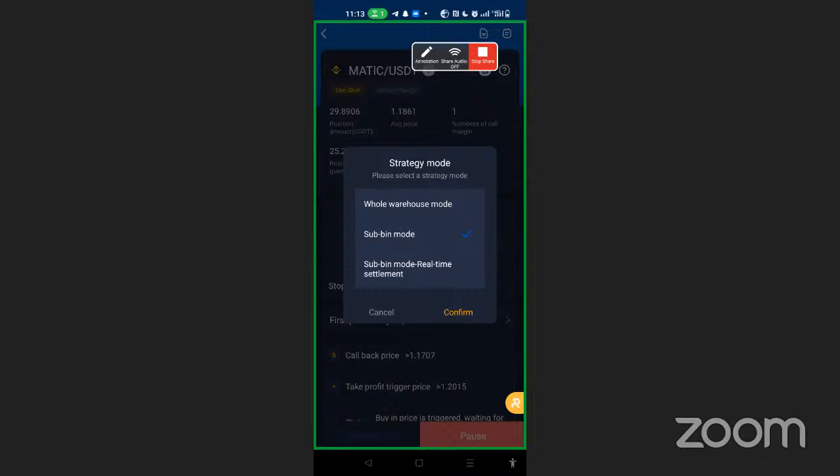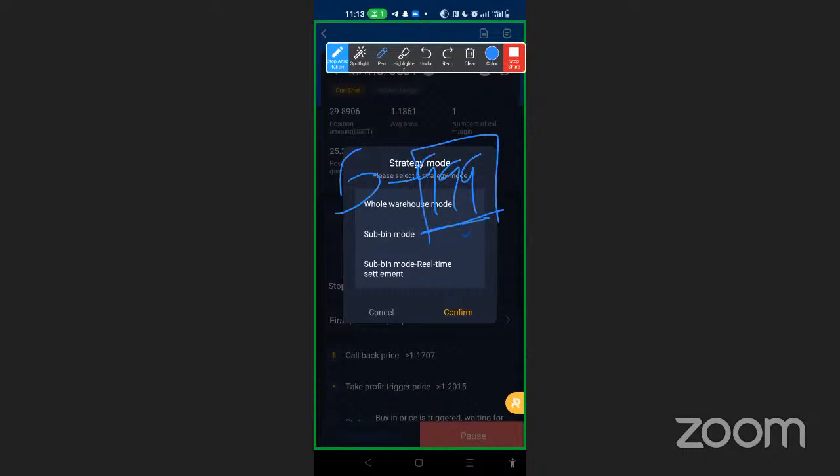The robot buys margin call number 5, for example, or margin call number 6, because from the 5th call to the 999th call, every call is independent. It has its different take profit. You can create its different take profit. It can be bought independently and it can be sold independently.